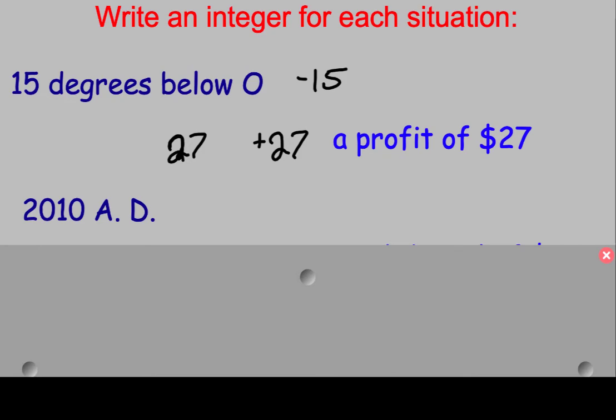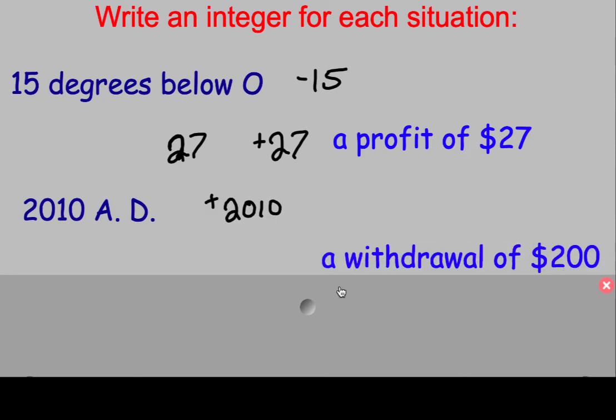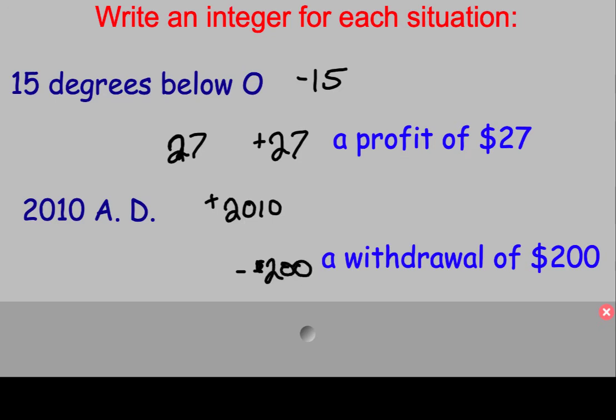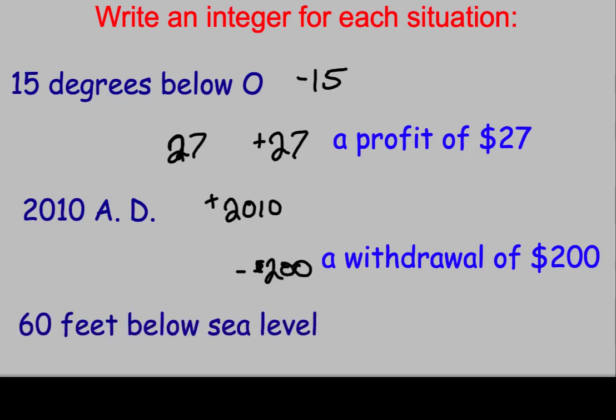2010 AD. Remember, AD is the positive time. So this is going to be a positive 2010. A withdrawal of $200, meaning money is taken out of the account. So that's going to be a negative 200. And then 60 feet below sea level. Remember, when it's a below, it's going to be a negative. So this is going to be a negative 60 feet. So we can use those vocabulary to help us know if we're dealing with a positive number or a negative number.